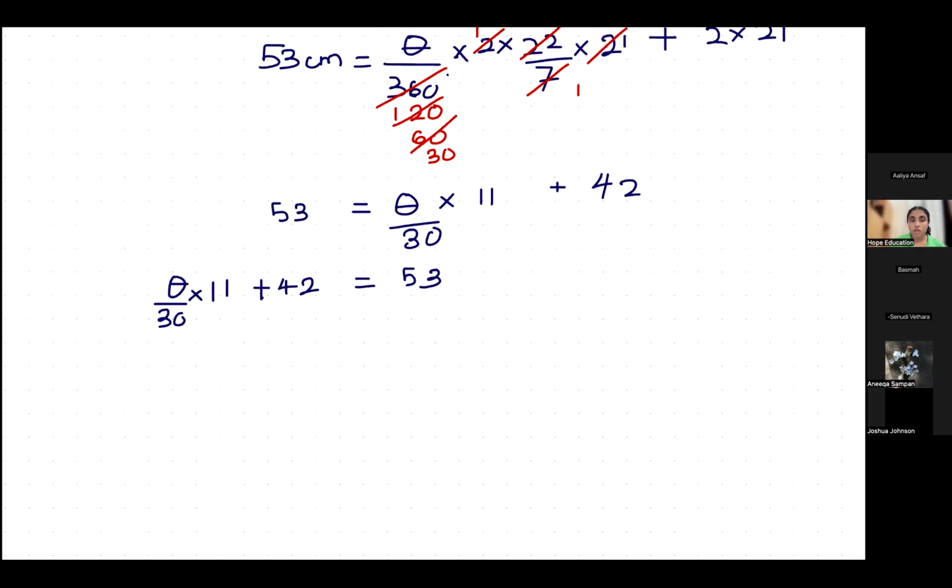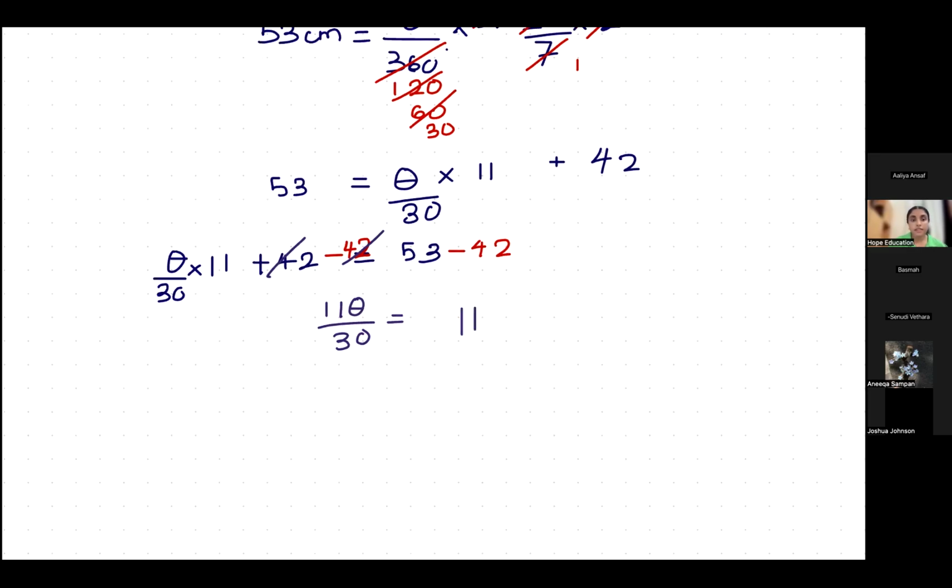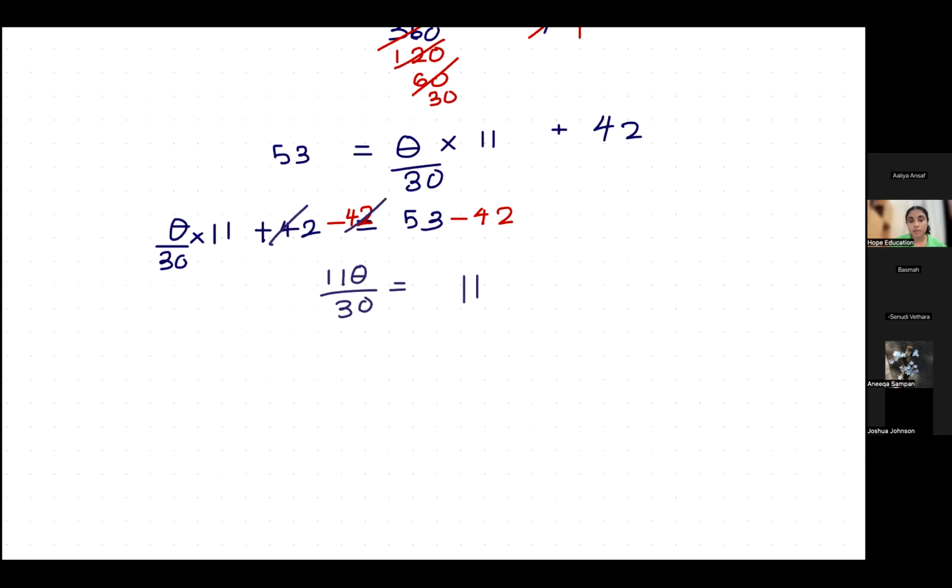So now if I want to remove this 42, here I have plus 42, so I do minus 42. Then on this side also minus 42. So these cancel and I have 11 theta divided by 30. Theta times 11 is 11 theta. Here 53 minus 42 is 11. Then we need to remove the 30, right? I multiply both sides by 30. Then this 30 cancels.